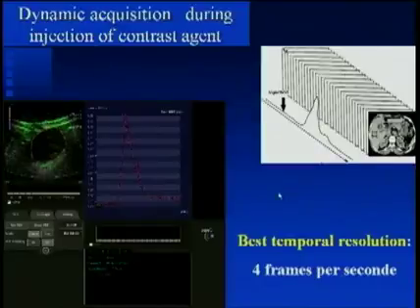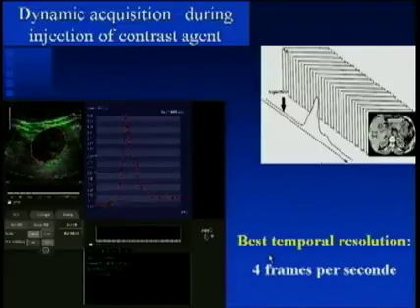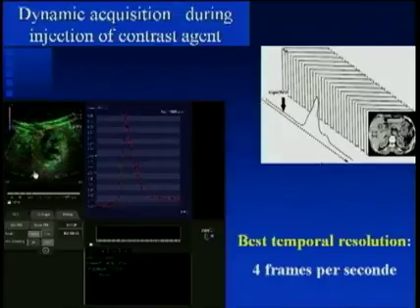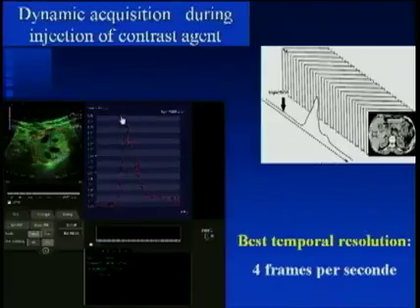The next point is the acquisition. Remember, with these techniques, you have the best temporal resolution. You are able to record 4 frames per second. So you stay on the same plane, you inject the SonoVue, and you are able to record the wash-in and the wash-out during 3 minutes.